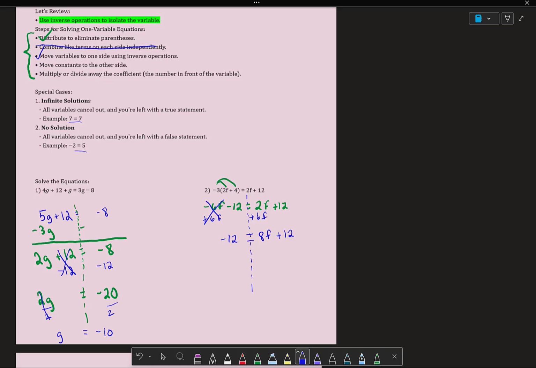And then finally, move constants to the other side. And remember, we want to move them to the other side away from the variable. So this time, this positive 12, it's got to go because we want the f isolated. So we're going to subtract 12 from both sides. 12 minus 12 is 0. Negative 12 minus 12 is negative 24.